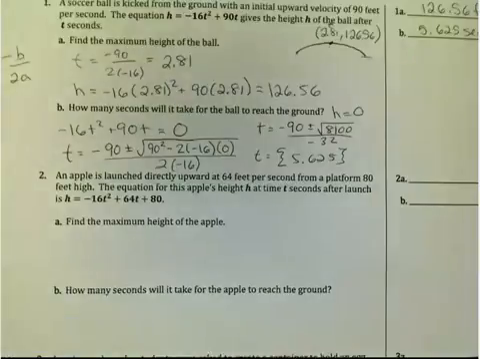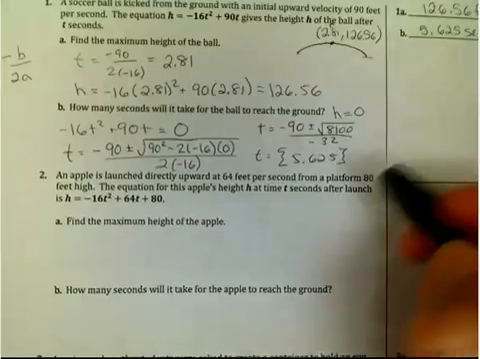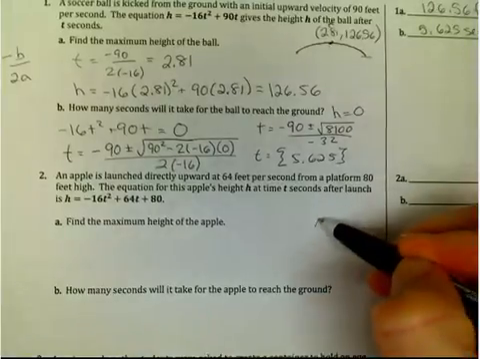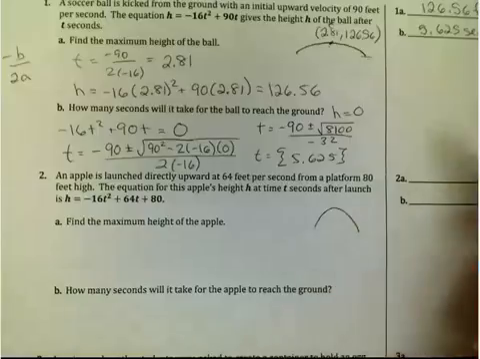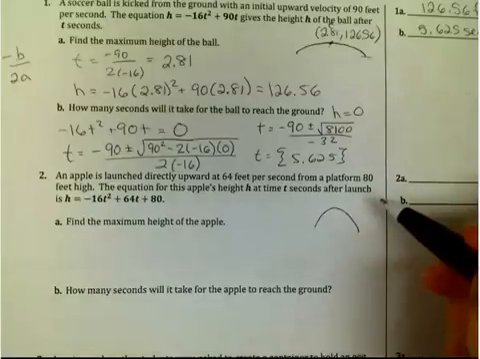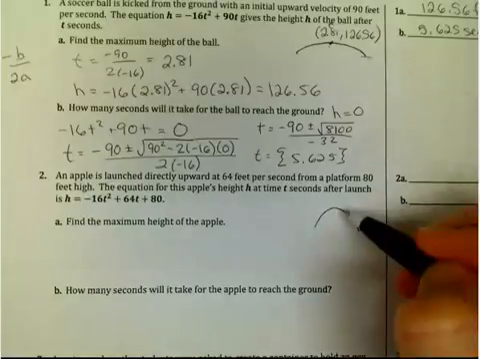Alright, our next question says an apple is launched directly upward at 64 feet per second from a platform 80 feet high. The equation for this apple's height, h, at time t seconds after launch is h equals negative 16t squared plus 64t plus 80. So here they've given us the equation, so all we need to do is think through, if something is launched, what is the maximum height of the apple.